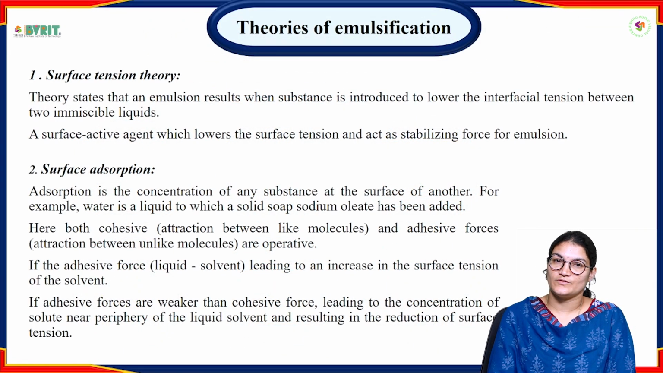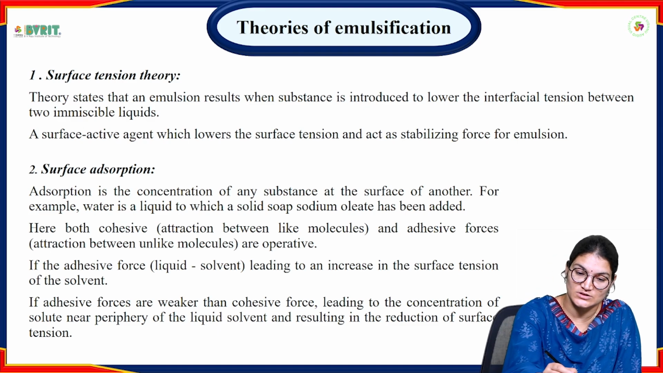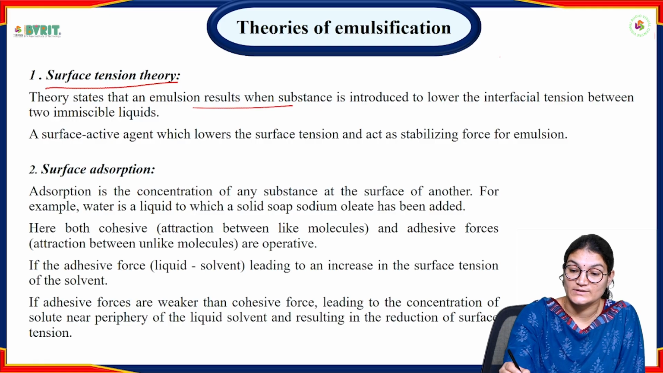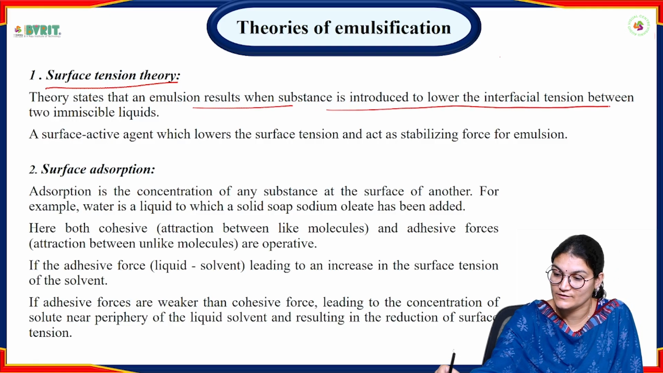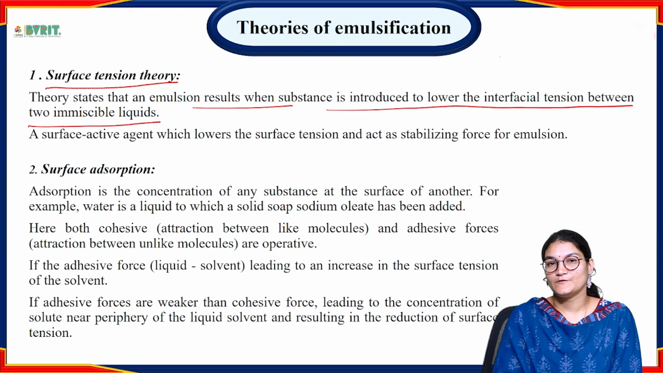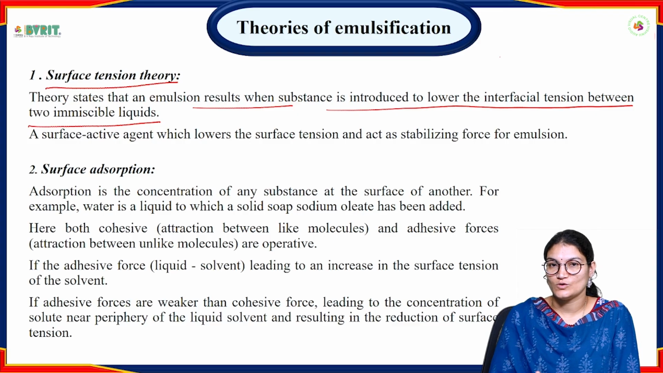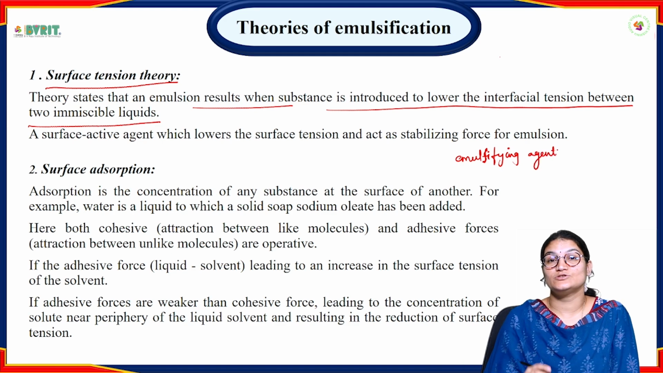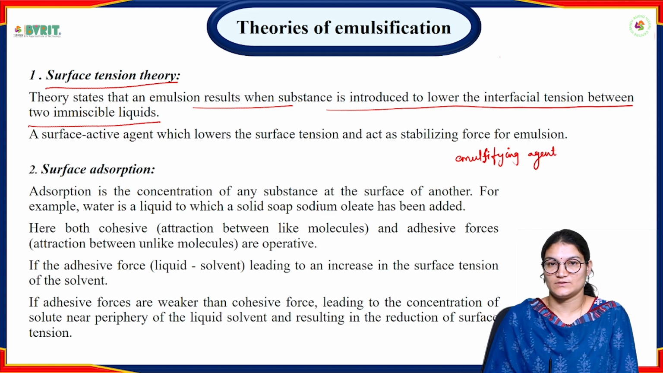So let's discuss theories of emulsification. We have four theories for emulsification. The first theory is the surface tension theory. This theory states that an emulsion results when a substance is introduced to lower the interfacial tension between two immiscible liquids. So as I said in the first slide, if you want to improve the miscibility of two immiscible liquids, we need to add an emulsifying agent. The major function of this emulsifying agent is to reduce the surface tension between the two liquids.